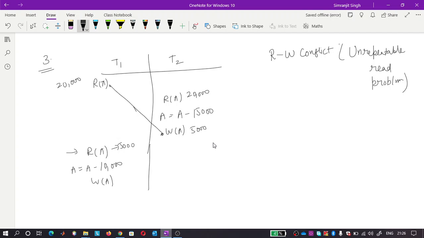So this is referred to as the main problems that we face when we try to do concurrency, when we try to execute concurrent transactions. These are the main problems that we face.